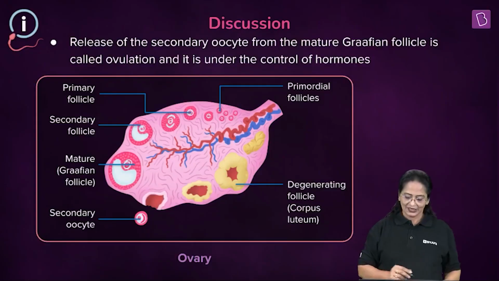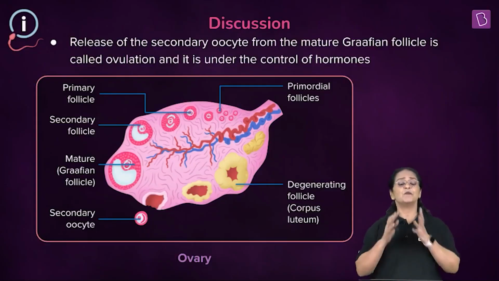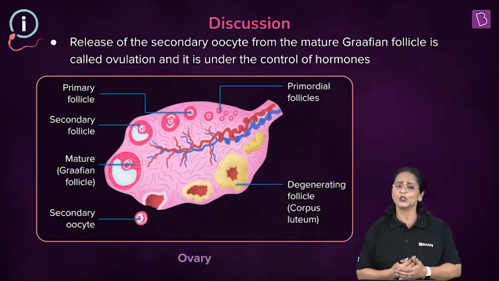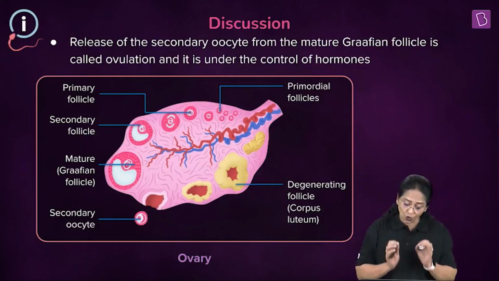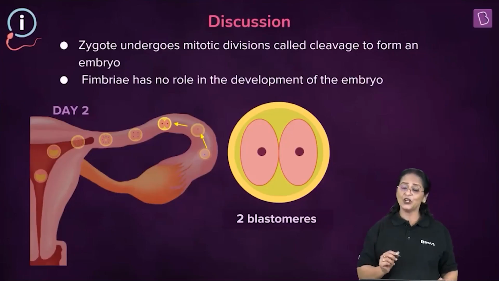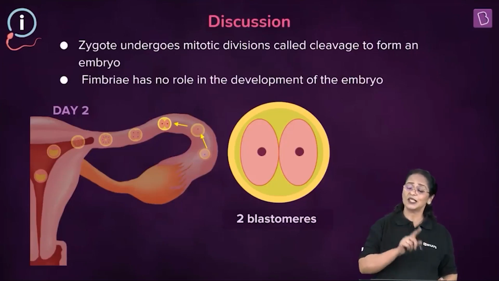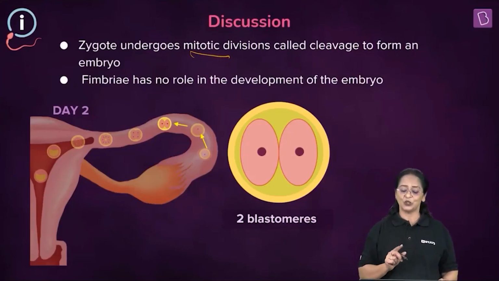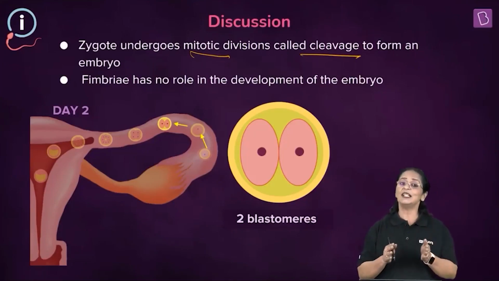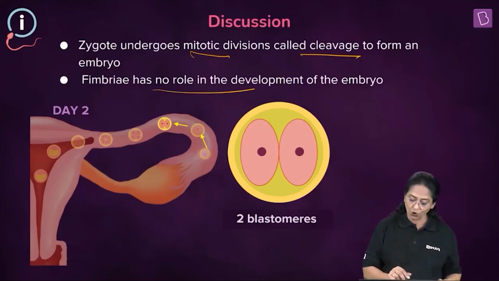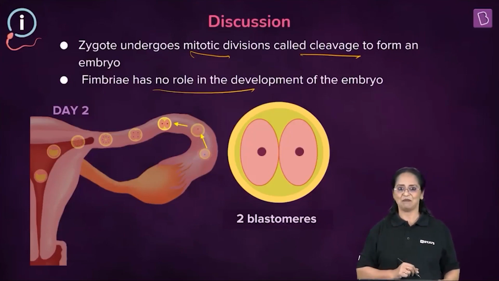Okay? The release of secondary oocyte from a mature follicle called a Graafian follicle, again under the influence of hormones, is called ovulation. And the zygote that is formed after the fertilization of the male and the female gametes undergoes repeated mitotic division, which I told you is called cleavage. And this divides to form the embryo. The fimbriae have no role in the development of the embryo.